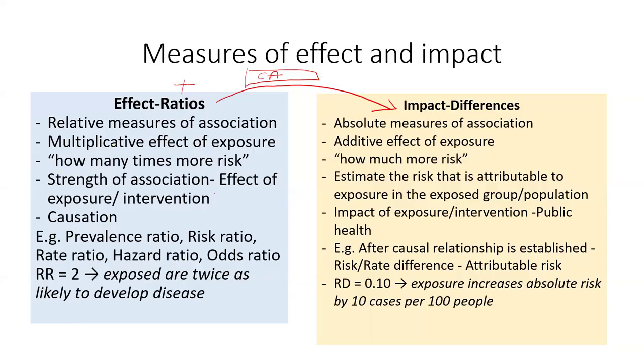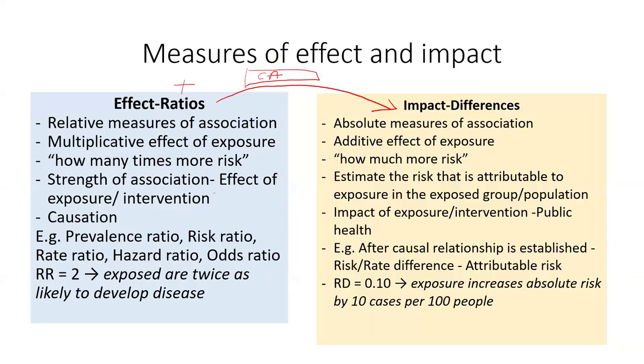So what these differences tell us is, supposing the risk difference is 0.10, it tells us that the exposure is going to increase the absolute risk amongst the exposed by 10 cases per 100 people. So whatever number of cases are there in the unexposed people, 10 more cases are there in the exposed people. Per 100 people, there are 10 more cases in the group which has exposure as compared to no exposure. So this is the difference between the two measures.